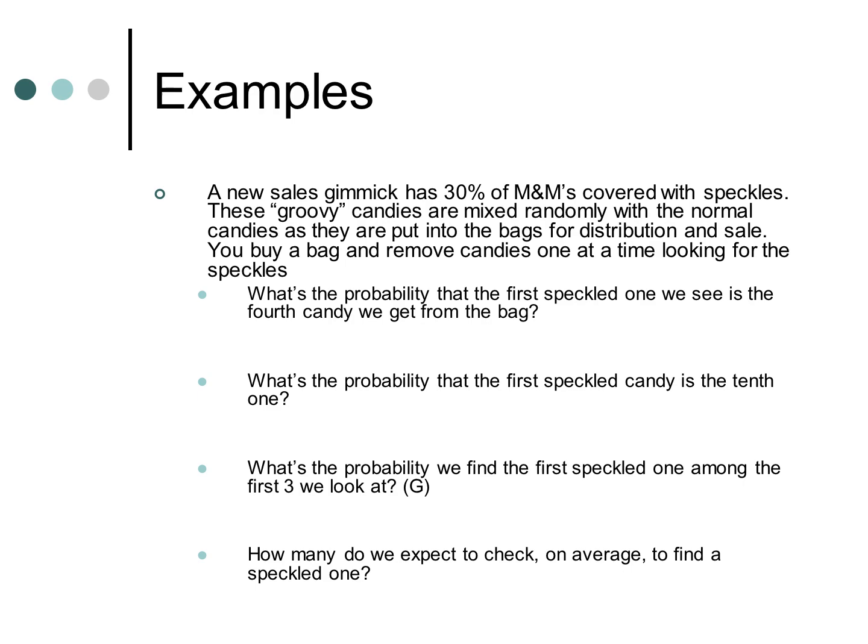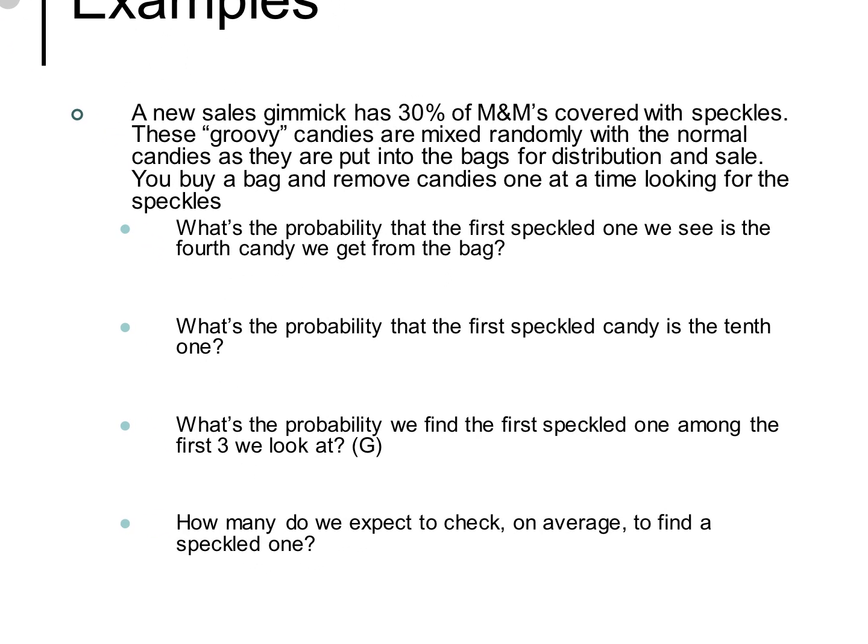So here's some examples. A new sales gimmick has 30% of M&Ms covered with speckles. These groovy candies are mixed randomly with the normal candies as they are put into bags for distribution and sale. You buy a bag, remove candies one at a time looking for the speckles. What's the probability that the first speckled one we see is the fourth candy we get from the bag? Let's think back to probability from chapter 14. How would we do that? Give it a try.